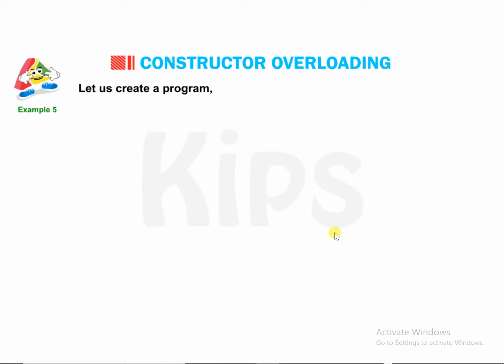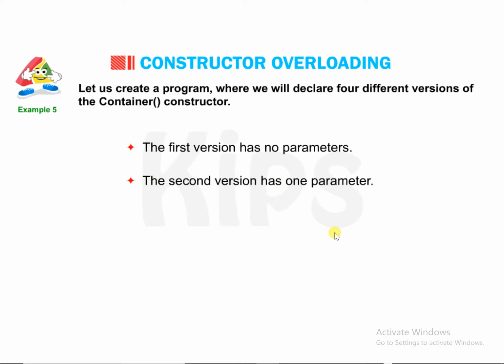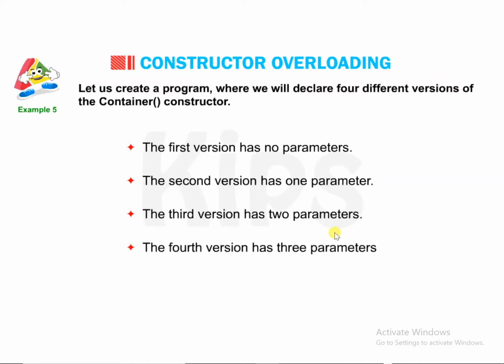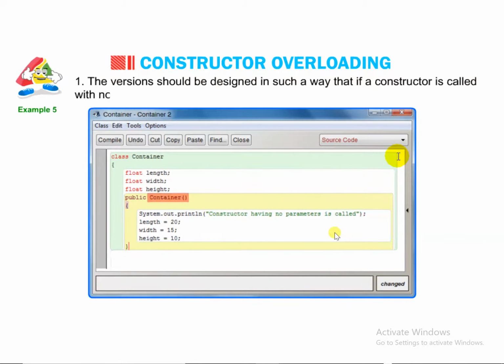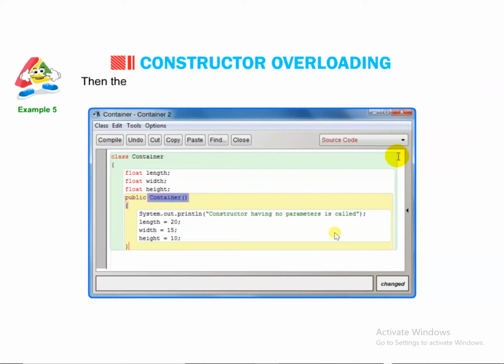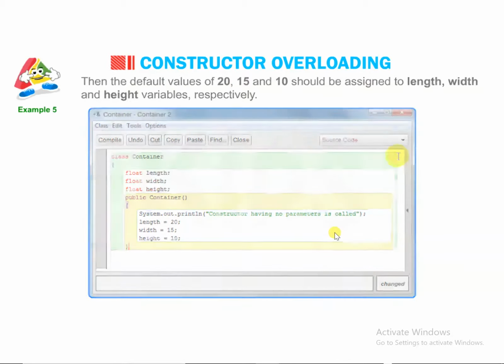Let us create a program where we will declare 4 different versions of the Container() constructor. The first version has no parameters. The second version has 1 parameter. The third version has 2 parameters. The fourth version has 3 parameters. Number 1. The version should be designed in such a way that if a constructor is called with no arguments, then the default values of 20, 15 and 10 should be assigned to length, width and height variables respectively.